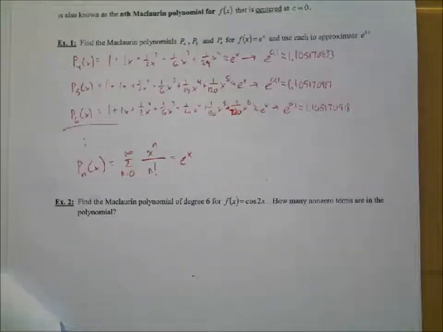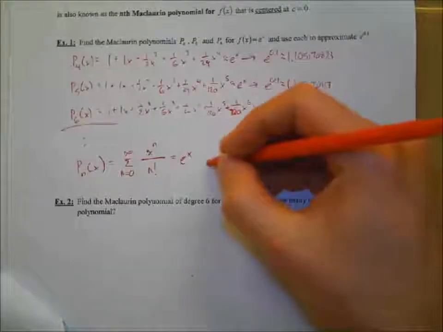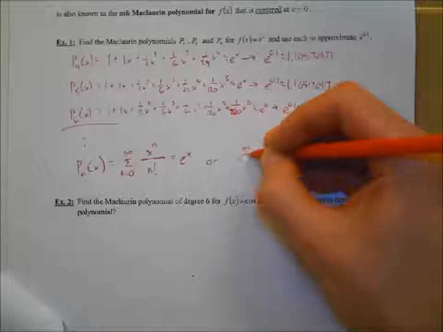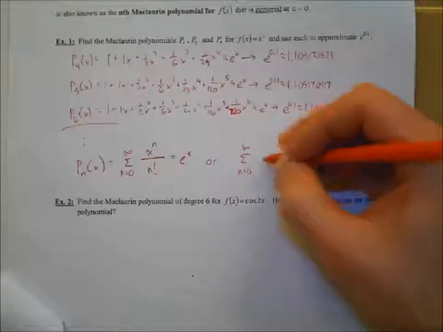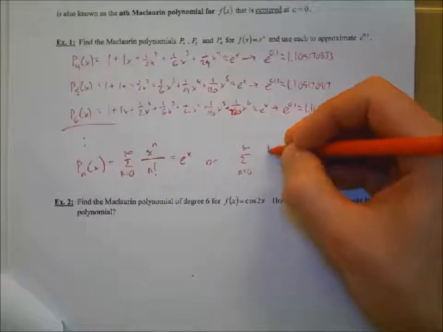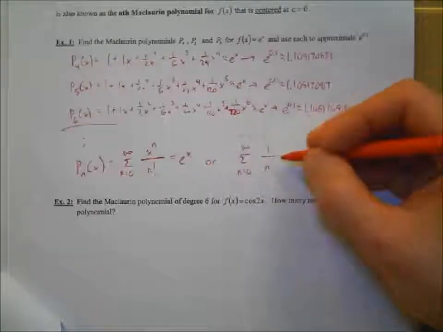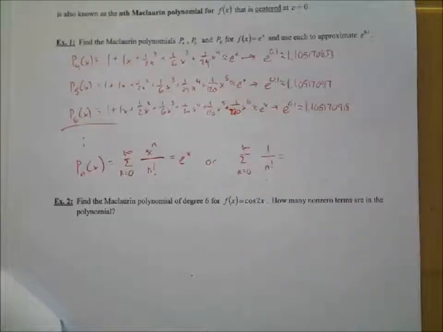Or if we think about it in a slightly different way here, that means that the sum from 0 to infinity of 1 over n factorial is going to equal what?